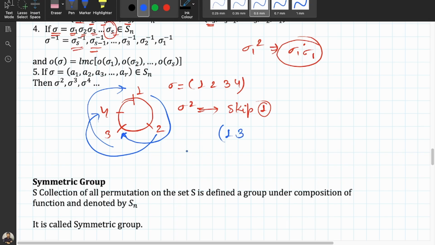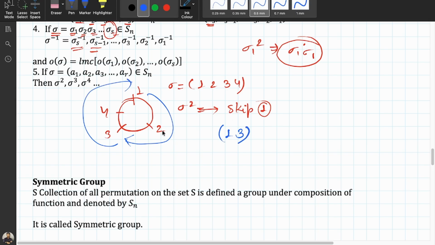Skip 1. 1 goes to 3. 3 goes to 1. Close. 2 goes to 4. 4 goes to 2. This is the square of this sigma.